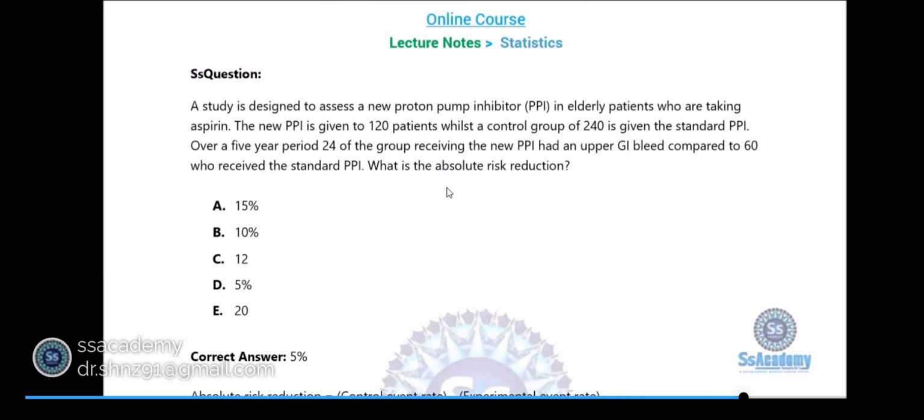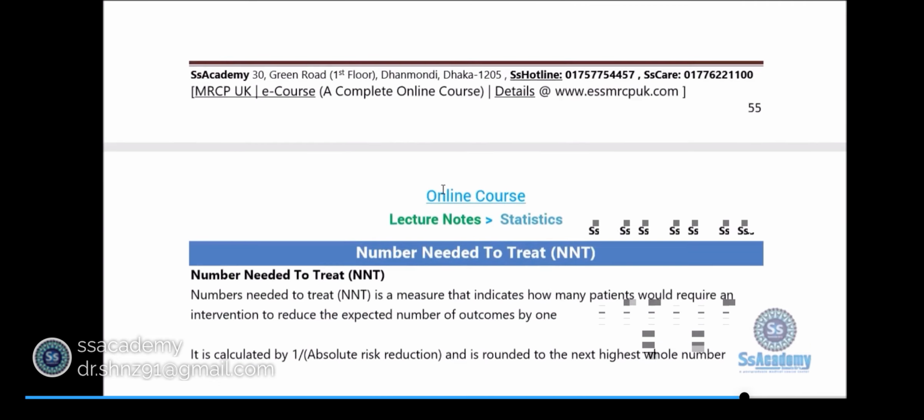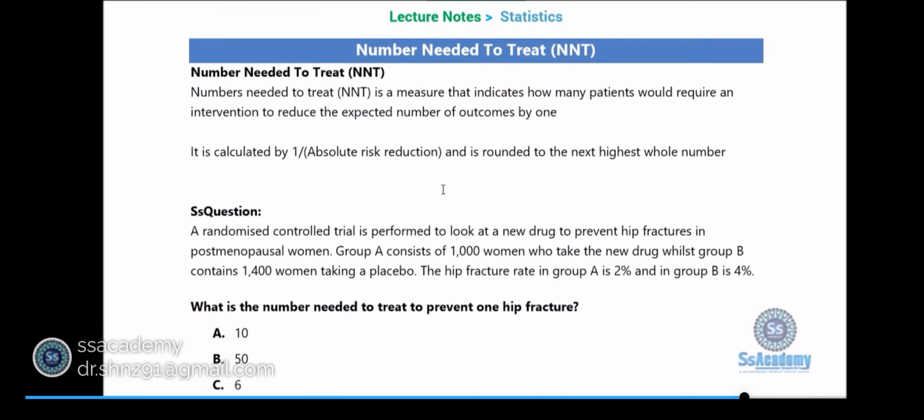So this is another question, a very simple calculation, 5%. And next, the number needed to treat is once again a triple star topic, my dear. Number needed to treat is a measure that indicates how many patients would require an intervention to reduce the expected number of outcomes by 1. It is calculated by 1 divided by absolute risk reduction and is rounded to the next highest whole number.